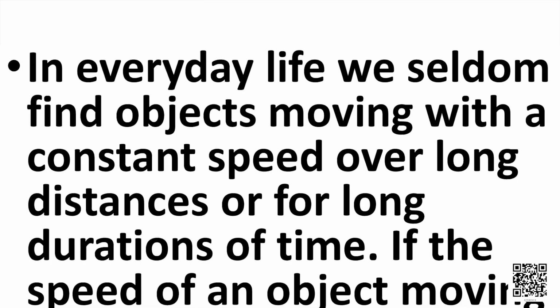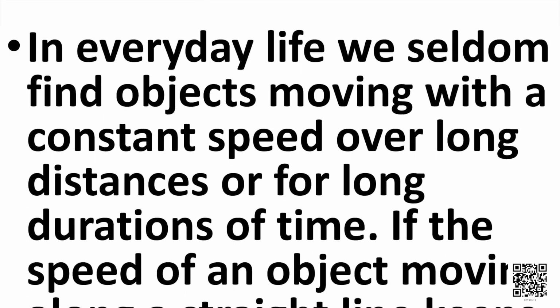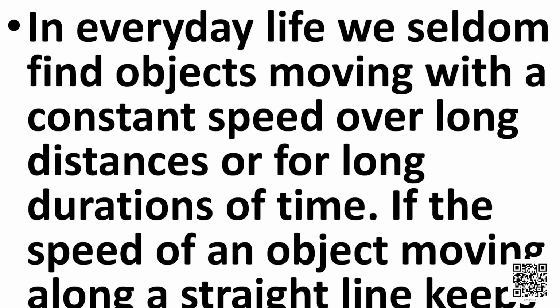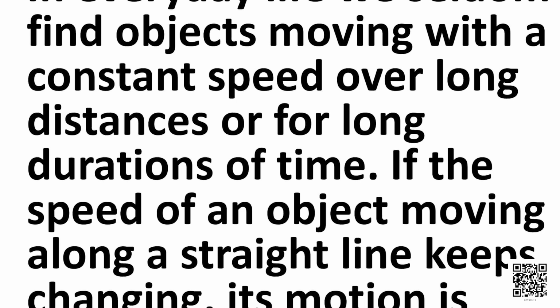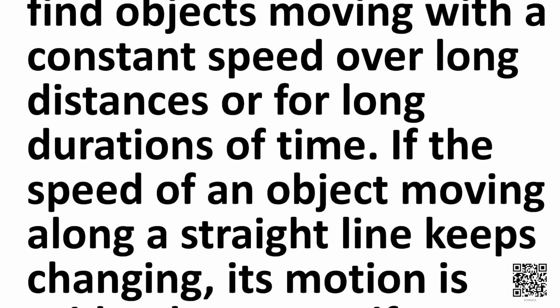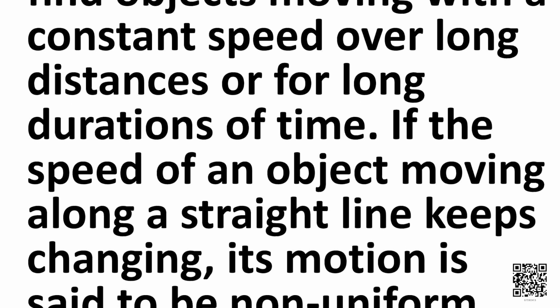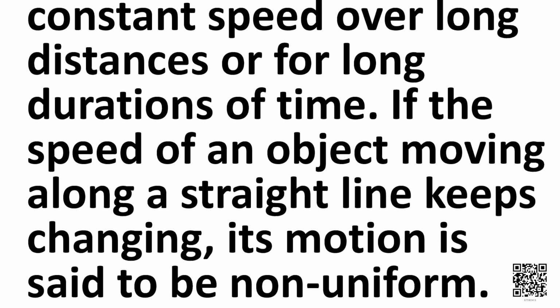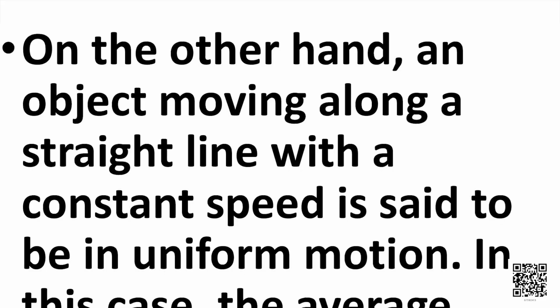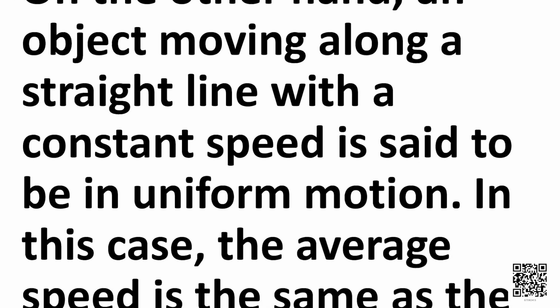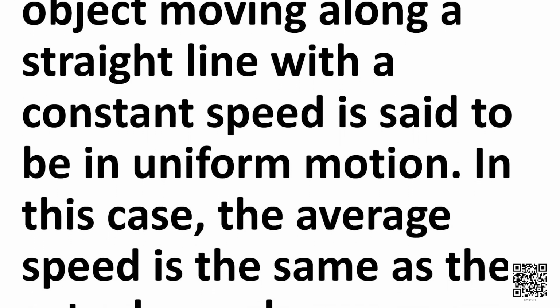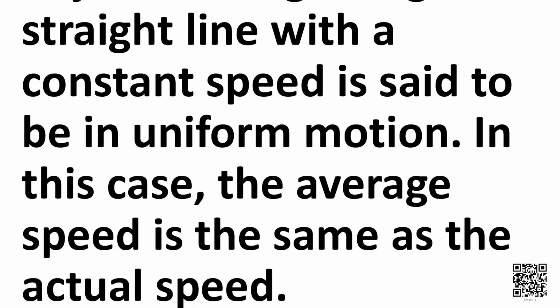Now students, in everyday life, we seldom find objects moving with a constant speed over long distances or for long durations of time. If the speed of an object moving along a straight line keeps changing, its motion is said to be non-uniform. On the other hand, an object moving along a straight line with a constant speed is said to be in uniform motion. In this case, the average speed is the same as the actual speed because the motion is uniform.